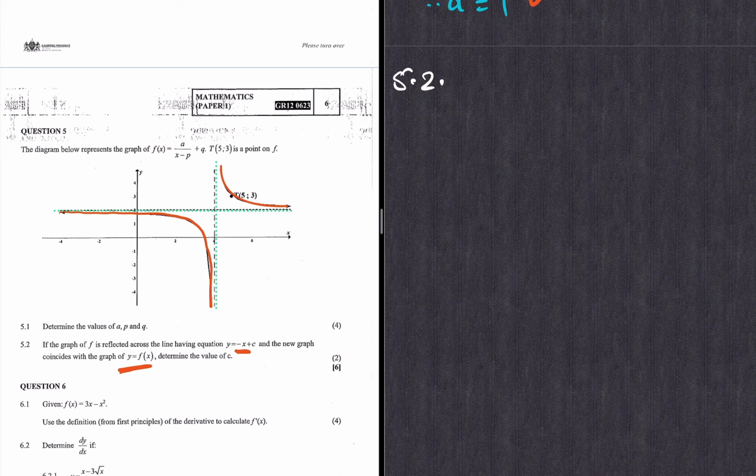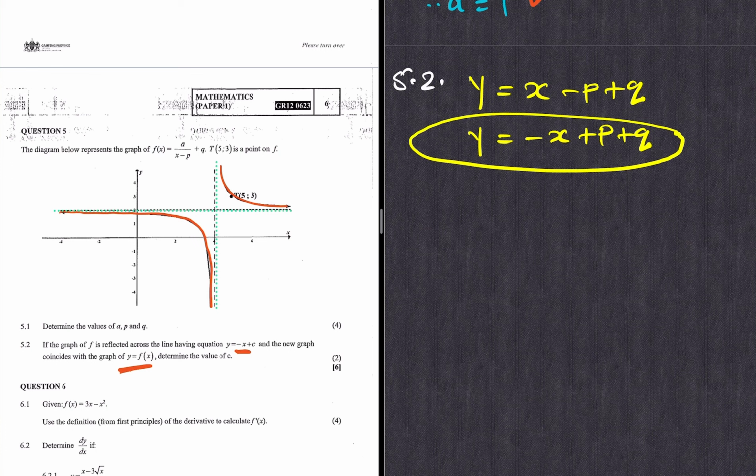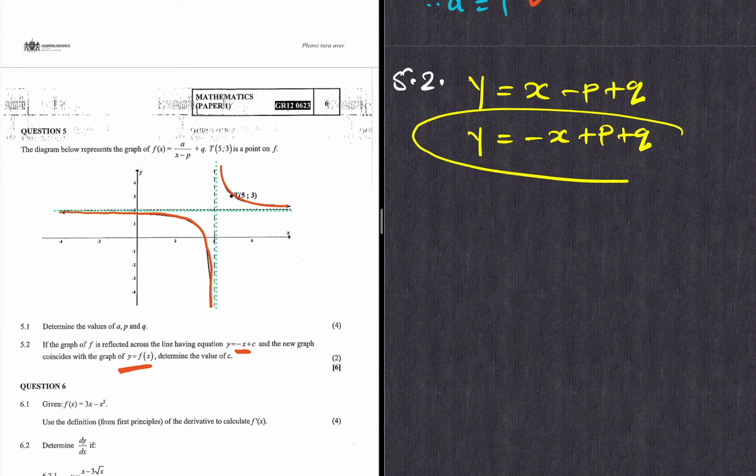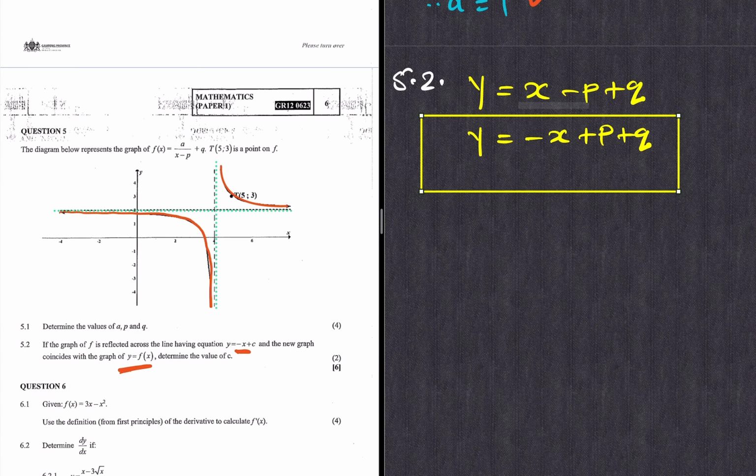Remember, you have 2 of them. So the first one is y equals x minus p plus q. You also have y equals minus x plus p plus q. So this one is called the equation of the axis of symmetry with, of course, a negative gradient. It's the one which we have here, and they all coincide with the graph of f at 1 point.